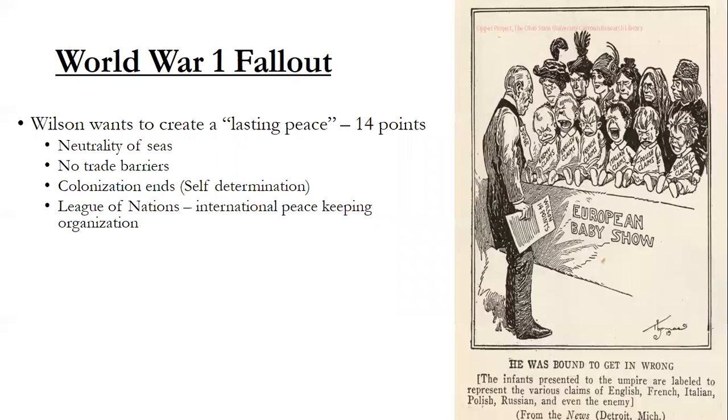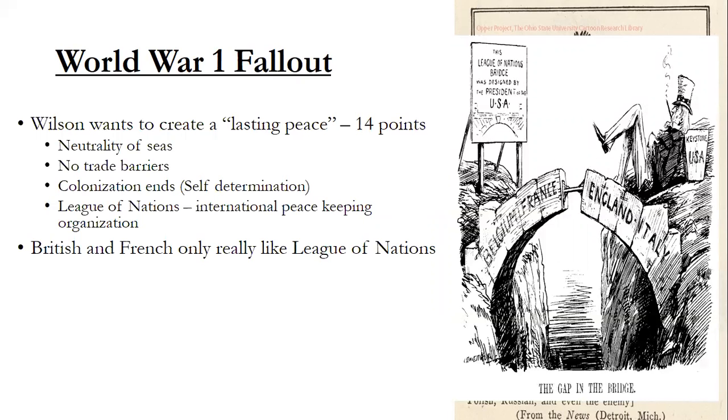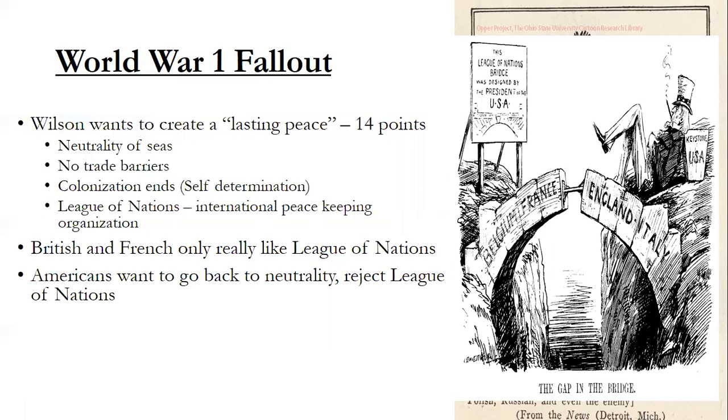Now, the Europeans are not going to really be on board with a lot of this. This is kind of depicted in this political cartoon you see right here, as they're all crying babies. They don't really like much of this. The only actual thing that they really agree to is the League of Nations. And that's kind of ironic, because if you look at this political cartoon, the keystone to this League of Nations is actually going to be the United States, meaning the United States is going to be the one that's going to make this bridge work. And guess which one the United States doesn't like at all? The United States does not like the League of Nations.